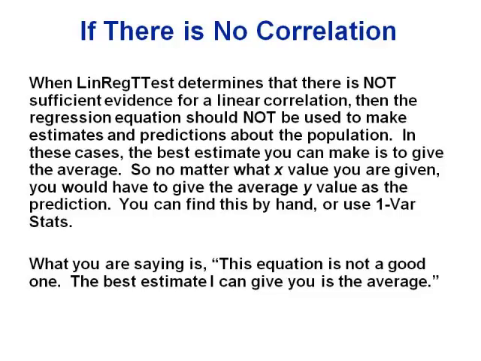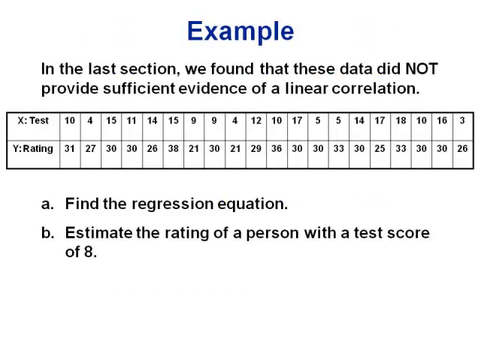So what you're essentially saying is this equation is not a good one. I can't use it. Best estimate I can give you is the average miles per gallon for cars. So if you did not have a correlation, we would not have used that equation to make the prediction. Let me give you an example in that situation. This is also from the last section, so you may want to pause and put this information back into your calculator under Stat Edit.